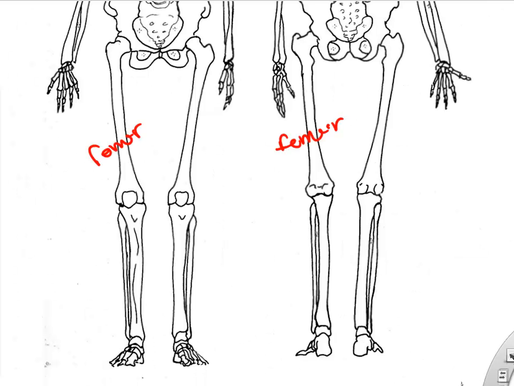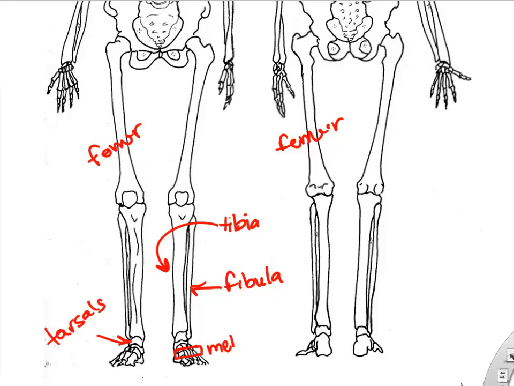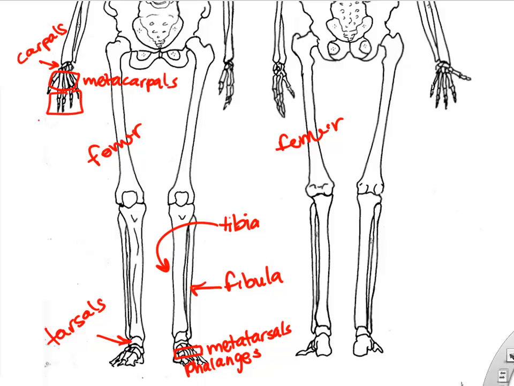Again, if we go down to the lower extremity, we've already learned the femur, the tibia, the fibula. A lot of students get those confused: tibia, fibula, tarsal bones, metatarsals, and phalanges in the foot. If we go back up to the hand, we've got the carpals in the wrist and the hand. We've got metacarpals and phalanges.